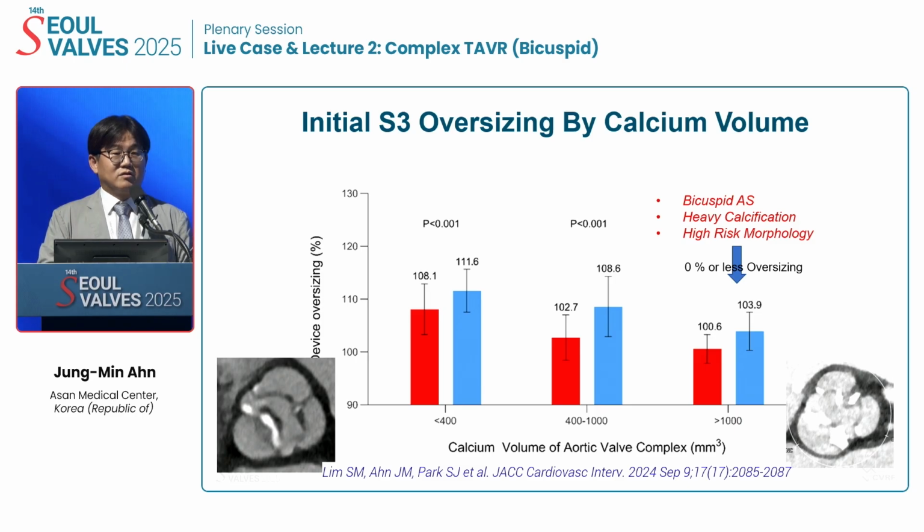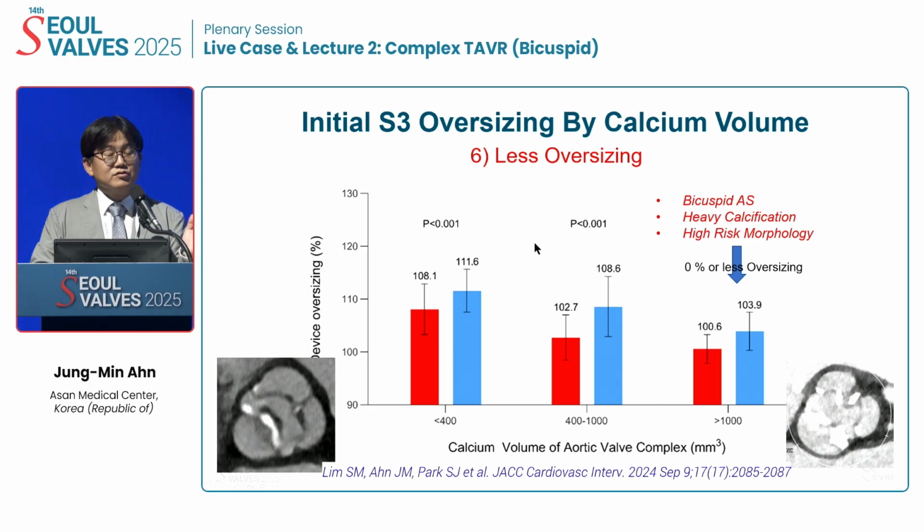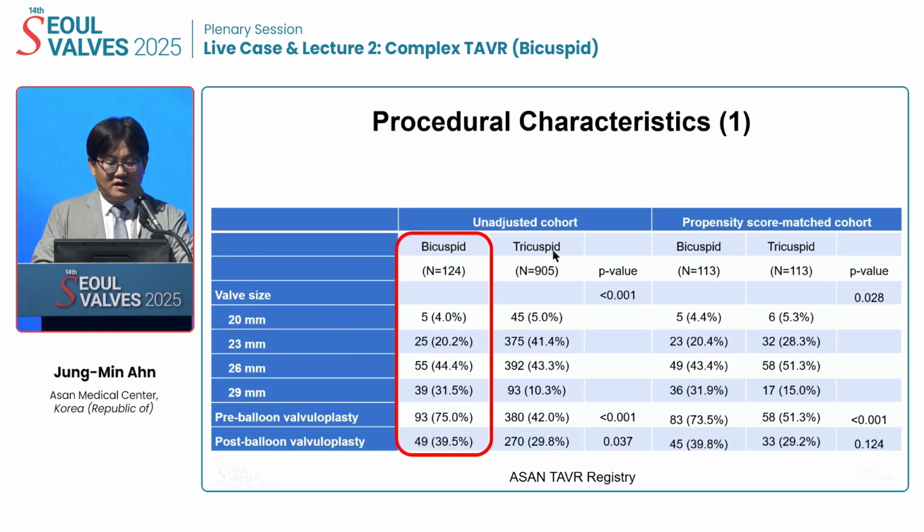Similar to the tricuspid aortic valve. In my previous live cases, the aortic valve calcium volume was only 100, so I applied 10% oversizing, even in bicuspid aortic valve disease. So calcification quantification is very important to decide the TAVR device sizing in bicuspid aortic valve TAVR. Because of severe calcification, usually we do less oversizing in bicuspid TAVR.